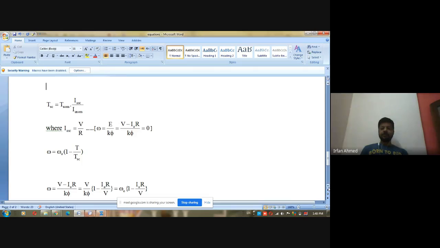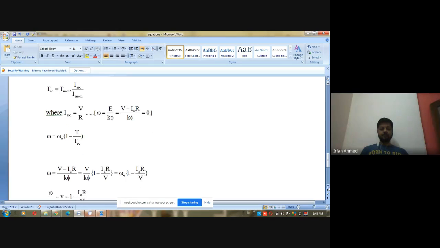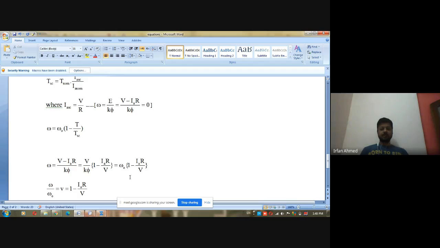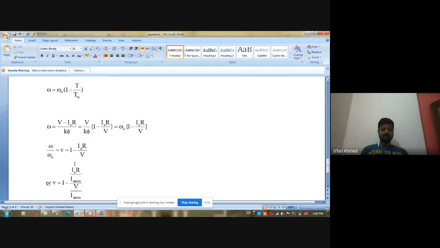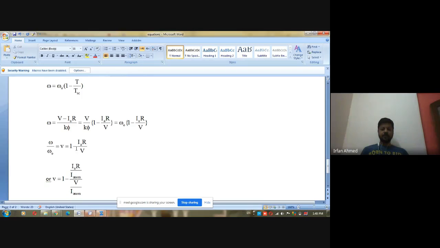Now we can divide both sides of this equation by omega 0. So the left hand side becomes omega upon omega 0, and the right hand side becomes 1 minus IA R upon V. Now this omega upon omega 0 is nothing but the per unit speed that we have denoted by small v. Now this v can be written as 1 minus IA R upon IA nominal divided by V upon IA nominal, as we are dividing both the numerator and denominator by the nominal current.